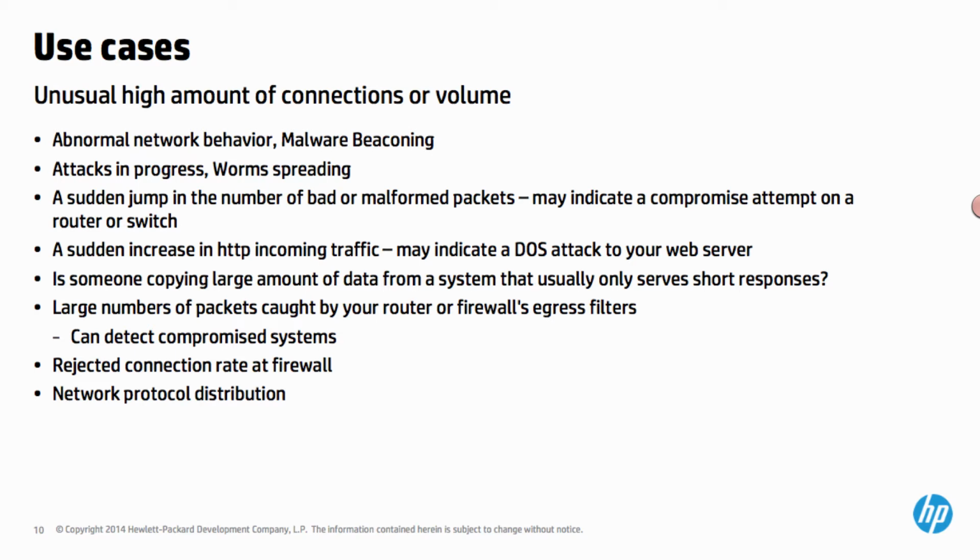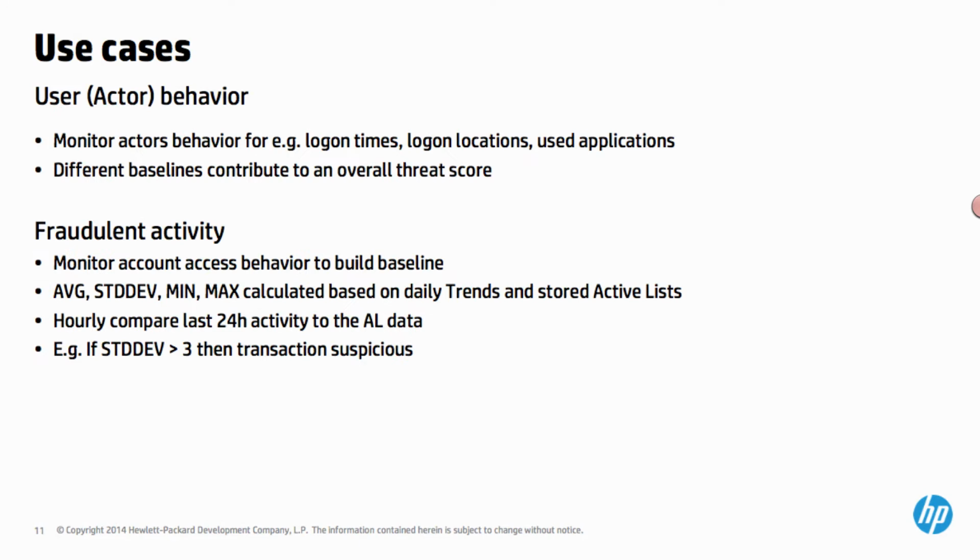Even down to network protocol distribution. Is there a particular port, service or network service that's being used that is disproportionate in comparison to what it was yesterday, last week, last month? So those are just a couple of examples from an unusually high volume of connections that gives us some baselines to work from. We could look at user or actor behavior.